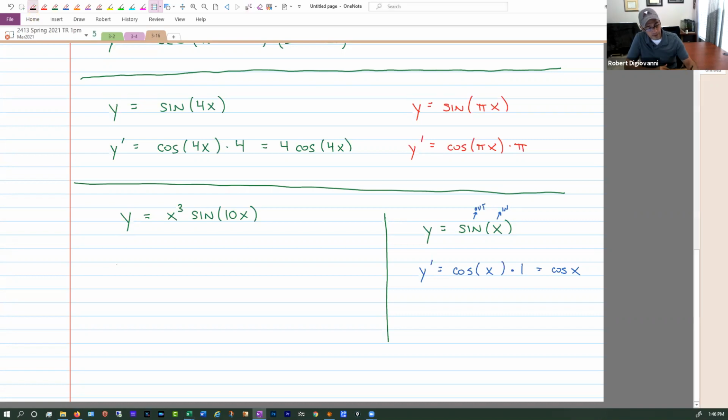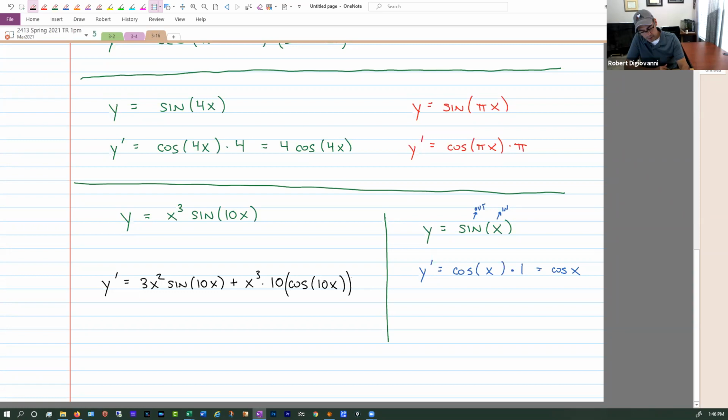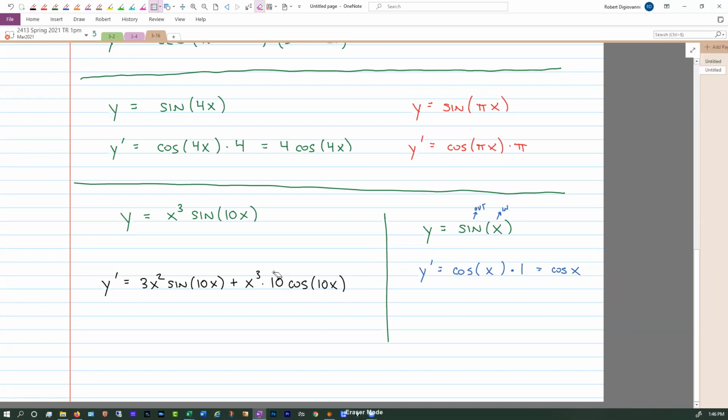Sure. 3x squared times sine of 10x, and then plus x to the third times 10 cosine of 10x. All in parentheses, that 10 cosine 10x. You want all of that in parentheses like that? Oh no, including the 10. Well, I guess the 10 doesn't matter now, since it's all multiplication. Yeah, it's all multiplication, so you don't need it.